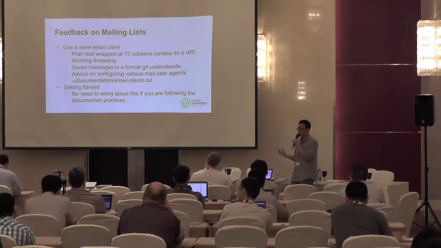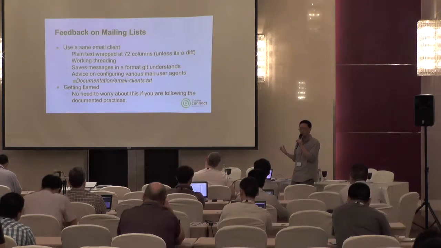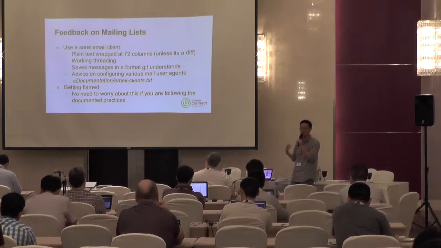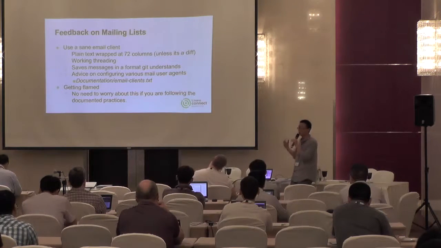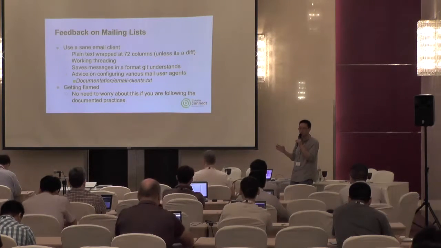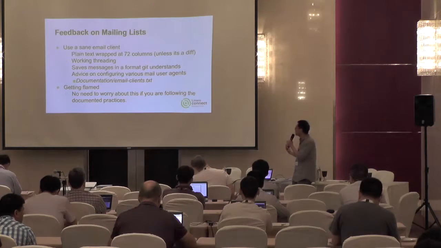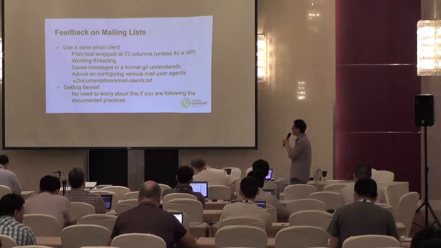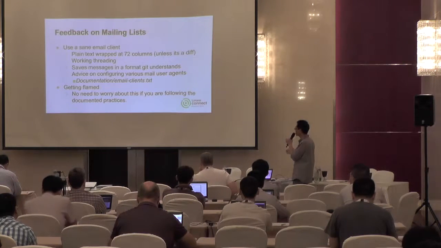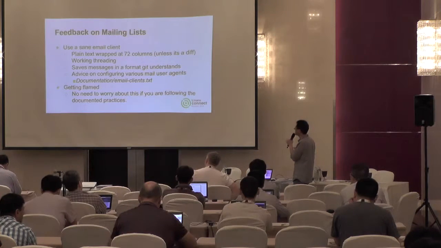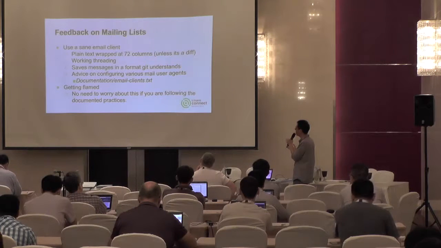If there are many patches in your mailbox and you want to apply a patch on your own code base, you can use the client to save the message in a format that Git can recognize. So Git can directly apply this patch with this format. In the Linux kernel, there is a documentation file, mailclients.txt. This file advises on configurations of various mail user agents, and gives many configurations for different email clients.